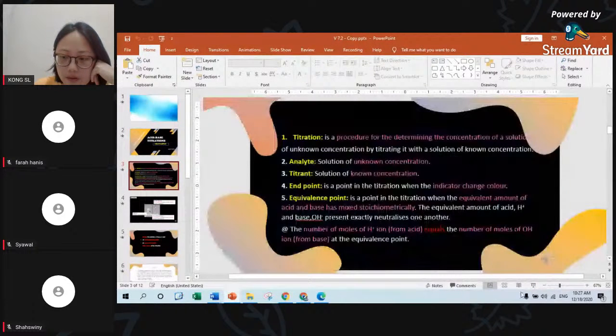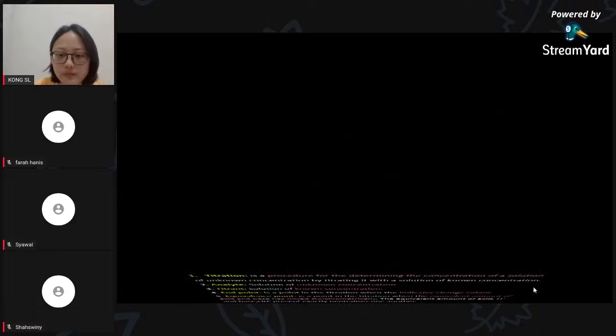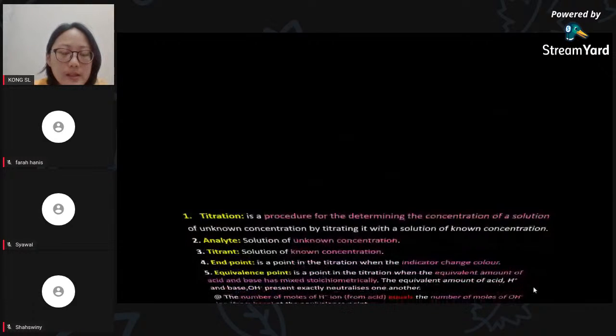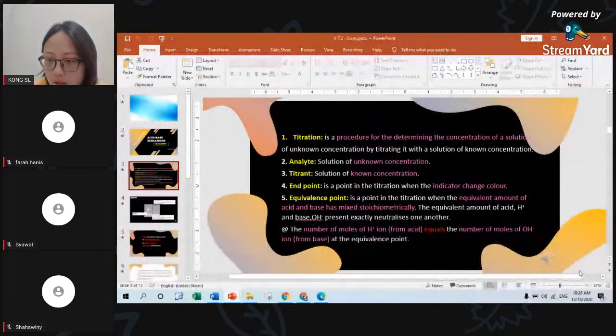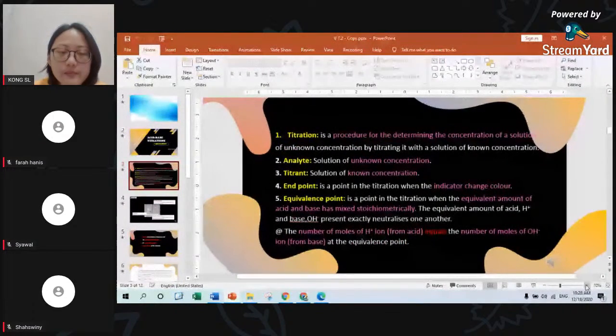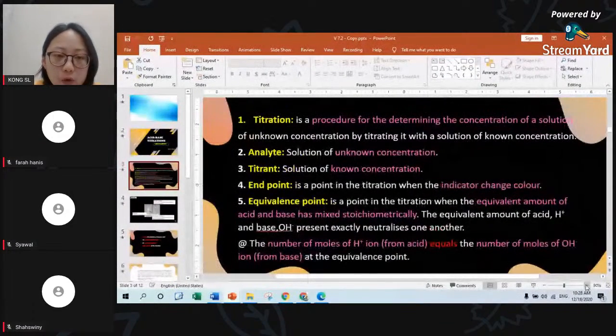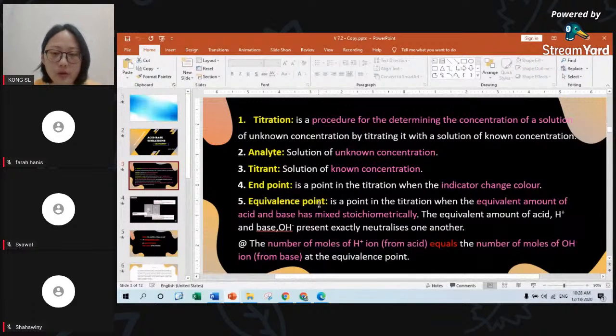Okay, first, tengok ah. This is a term that you should know. Okay, tak boleh buka besar, sorry. So these are the terms you should know: what is titration, analyte, titrate, endpoint, equivalent point. I think it should be no problem because you already did the practical test 2 times. So you should know the definition already. But you have to take note.